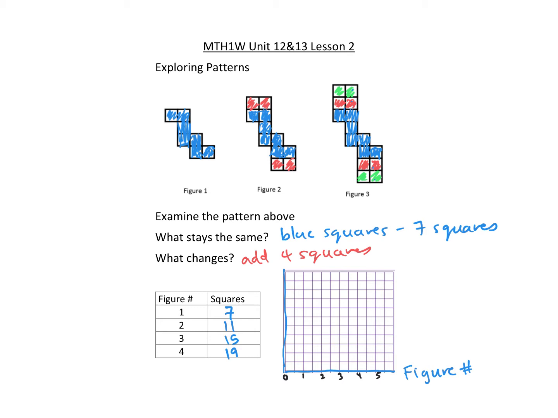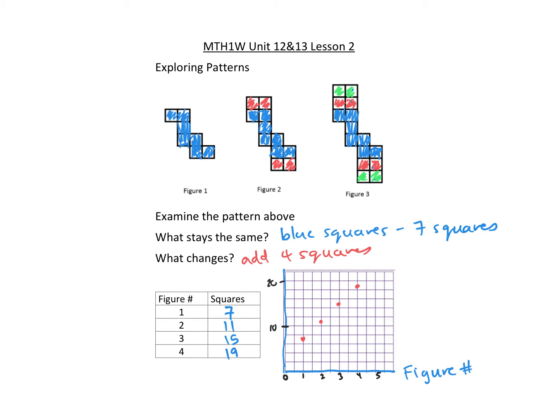Okay, I think I'll go by 2s on my y-axis just because my numbers are quite large. So 2, 4, 6, 8, 10, 2, 4, 6, 8, 20. So I don't have to write every square, but I'm indicating by putting in 10 and 20 that each square is representing 2. So 1, 7 would be approximately here. 2, 11 would be approximately here. 3, 15 would be here. And 4, 19 would be here.